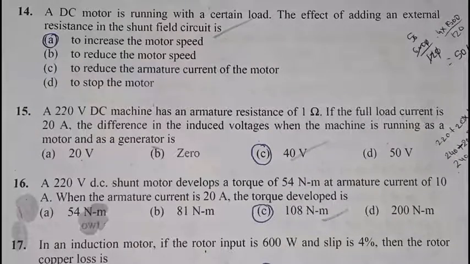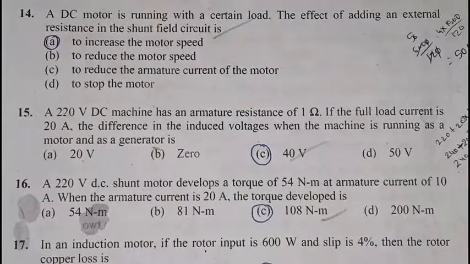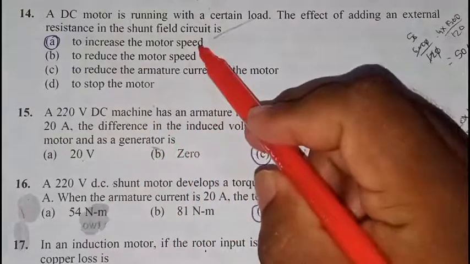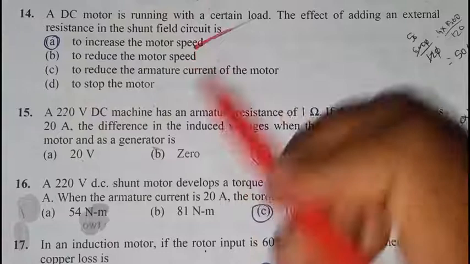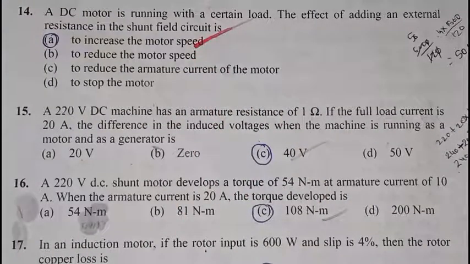A DC motor is running with a certain load. The effect of adding an external resistance in the shunt field circuit is. Answer to increase the motor speed. Question number 15. A 220 volts DC machine has an armature resistance of 1 ohm.